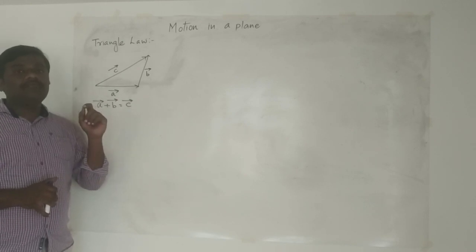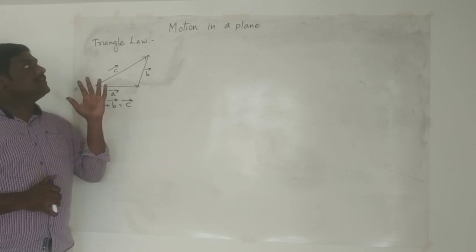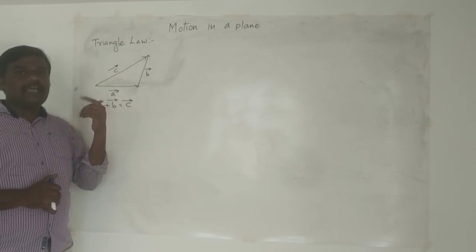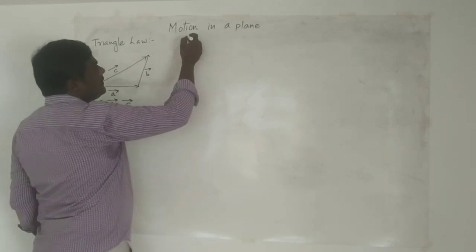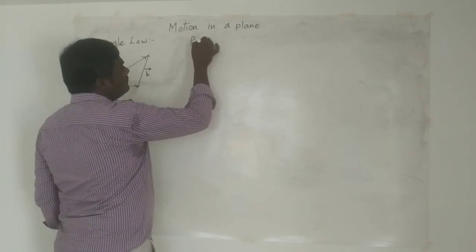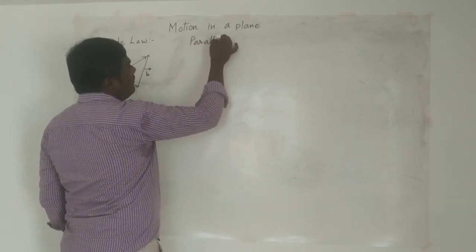The answer is the parallelogram law of vector addition, which is a modified version, or I guess a higher version of the triangle of vector addition. So next one is parallelogram law of vector addition.